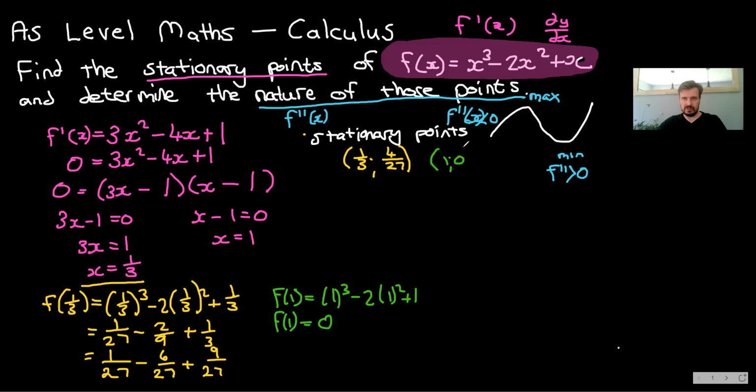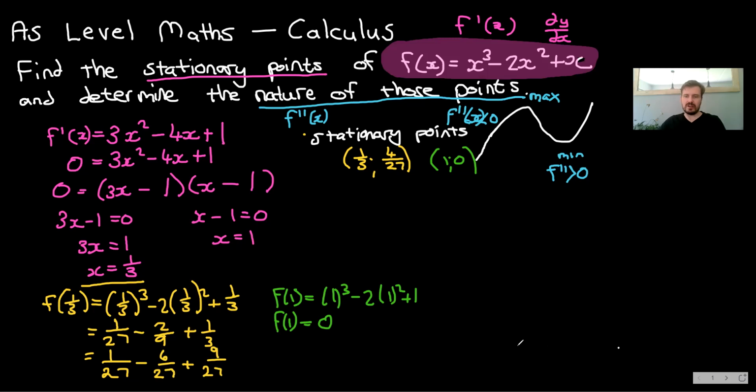So our other point is 1 and 0. So that's why I said you sometimes can get the right answer if you sub it back in here, because it is possible that our turning point is also on the x-axis. So what we're probably looking at is something like this, where we have a point here where the turning point is on the x-axis.